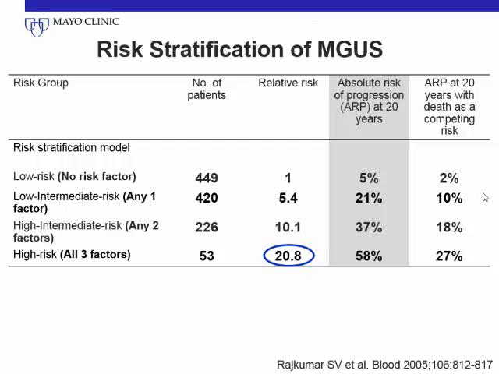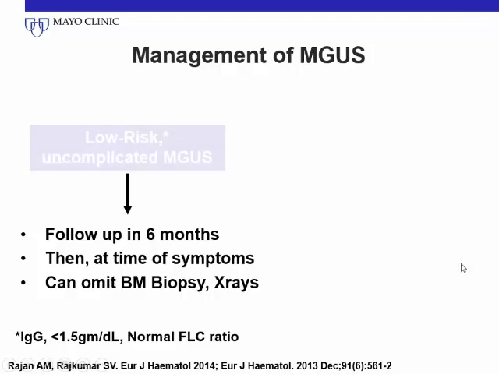Do we really need to check them every year? Do we really need a bone marrow? And so on. On the other hand, patients with multiple risk factors, high risk, a quarter of them get myeloma realistically. And so that's important to keep in mind as well.